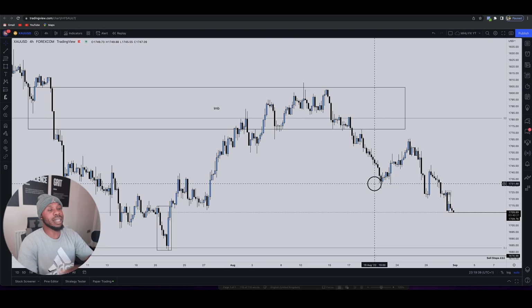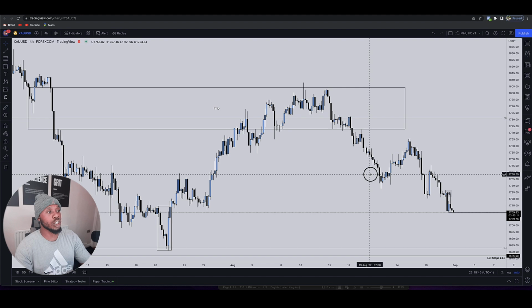So that is my analysis on gold. That is also why I'm in gold sells at the moment. And this is just not to say that you guys should just jump in with sells. There's obviously a lot that goes behind it first. So definitely backtest everything you're seeing right now before you look to enter any single trade.